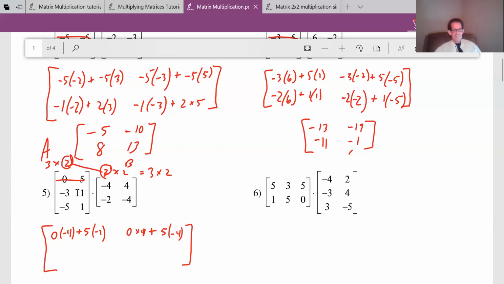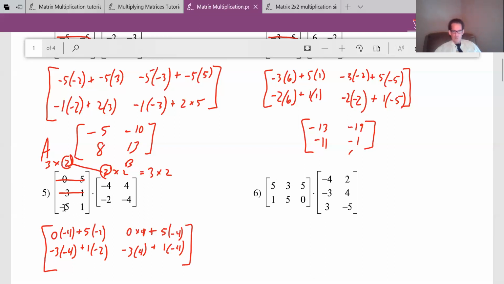All right, so let's do row 2 by these two columns. So row 2 is negative 3 times negative 4, and 1 times negative 2, plus 1 times negative 2. Okay, now I have to do the next column. So I have negative 3 times positive 4, and I have 1 times negative 4, plus 1 times negative 4. Okay, so I just did this row.